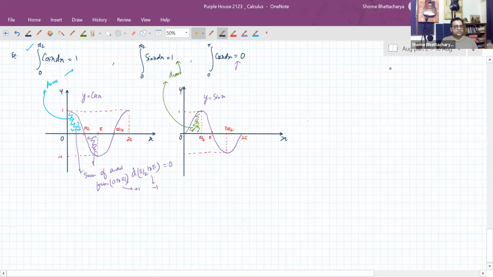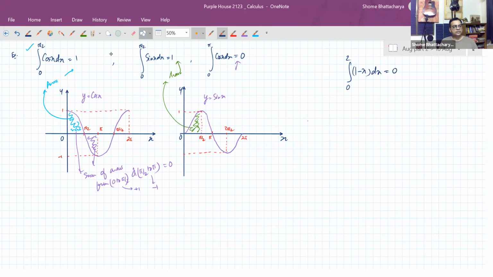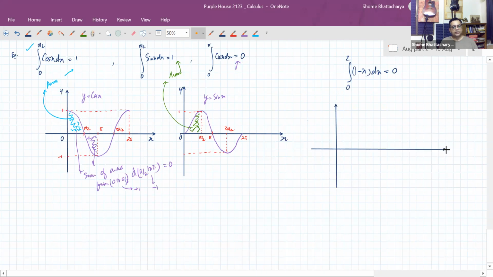Similarly, if you take the example of this one that we have done, that integration of 0 to 2, 1 minus x dx, this had come out to be 0. Now, if you look at the graph of this also, it's rather simple because y equal to 1 minus x is a straight line. So we can even calculate the area in question by using the formula of area of a triangle. So we plot this graph, y is equal to 1 minus x. We can see it will be a straight line of this type.